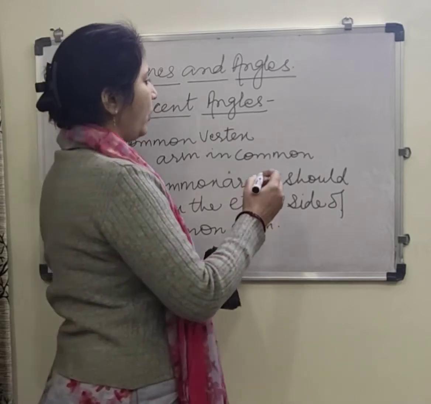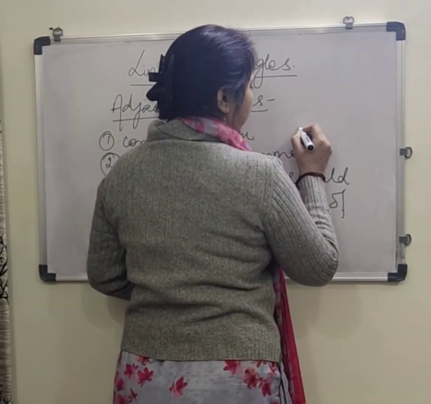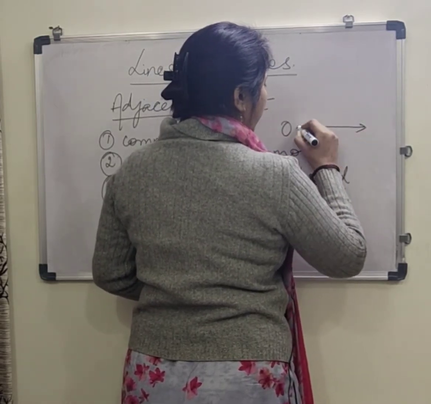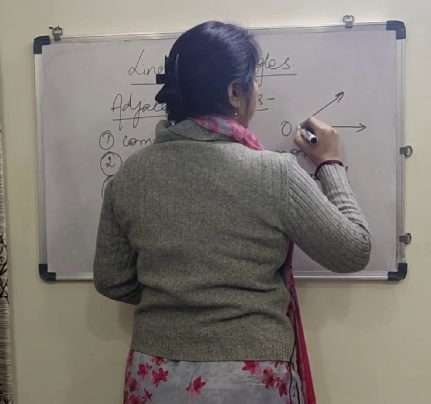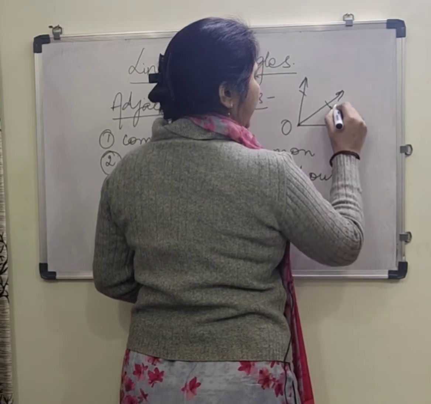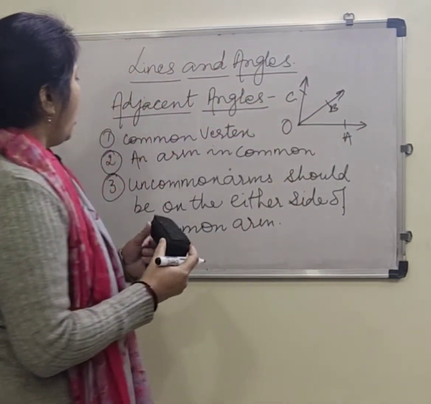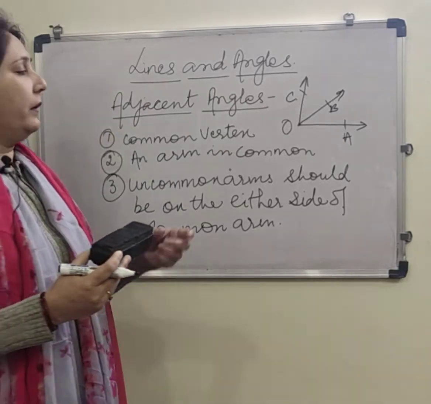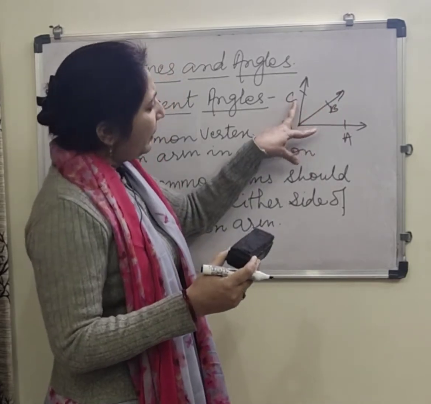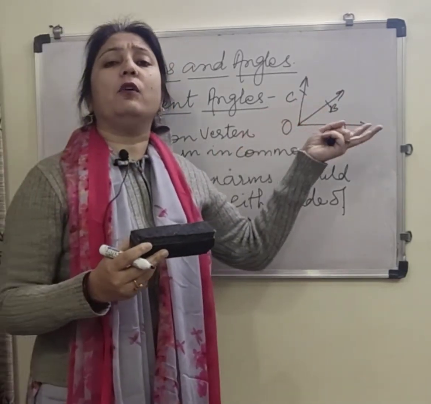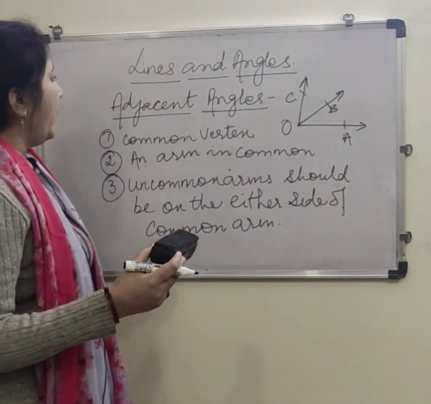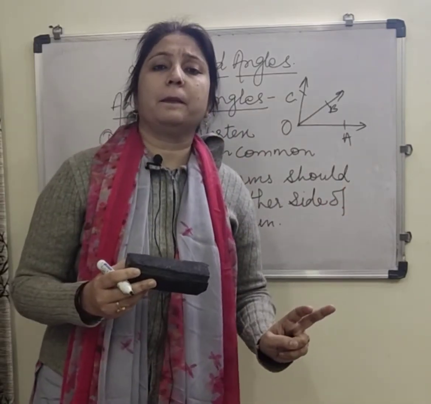So, here I am drawing an example. Say this is vertex O, a ray goes to this side, another this side, and the third one this side. You can name them as A, B, C. Children, you see all these three conditions are fulfilled. Common vertex, a common arm, and uncommon arms are on either side of a common arm. So, three things are required for adjacent angles.